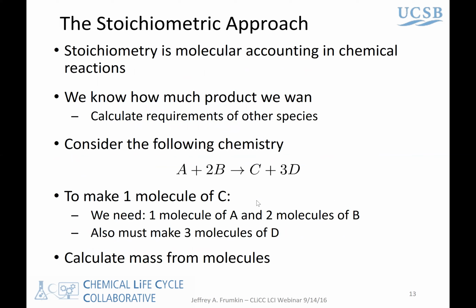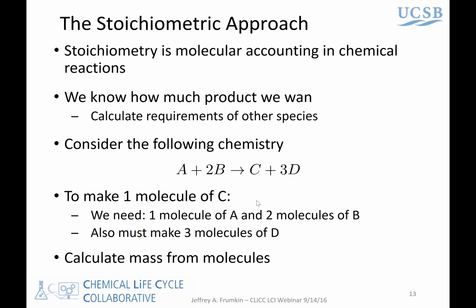The first approach I want to talk to you about is the stoichiometric approach. Stoichiometry is just a fancy way of saying molecular counting in chemical reactions. It tells us how much of a given reactant is consumed and how much of a given product is generated in a given chemical reaction. So if we know the stoichiometry and how much product we want, we can calculate the requirements of the other species.